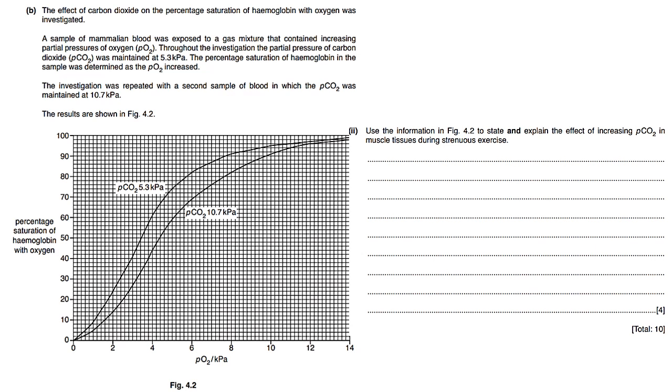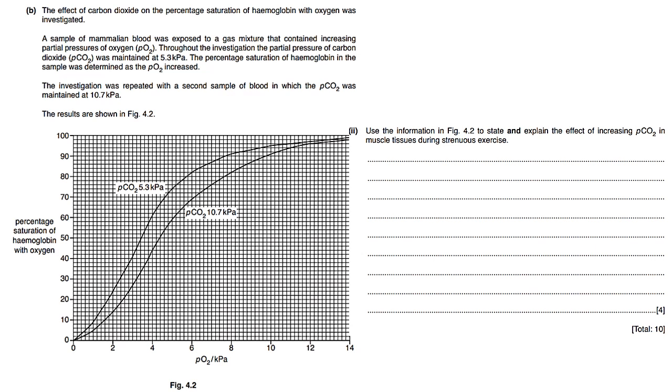The effect of carbon dioxide on the percentage saturation of hemoglobin with oxygen was investigated. A sample of mammalian blood was exposed to a gas mixture that contained increasing partial pressures of oxygen. Throughout the investigation, the partial pressure of carbon dioxide was maintained at 5.3 kilopascals. The percentage saturation of hemoglobin in the sample was determined as the partial pressure of oxygen increased. The investigation was repeated with a second sample of blood in which the partial pressure of CO2 was maintained at 10.7 kilopascal, and the results are shown in the figure.